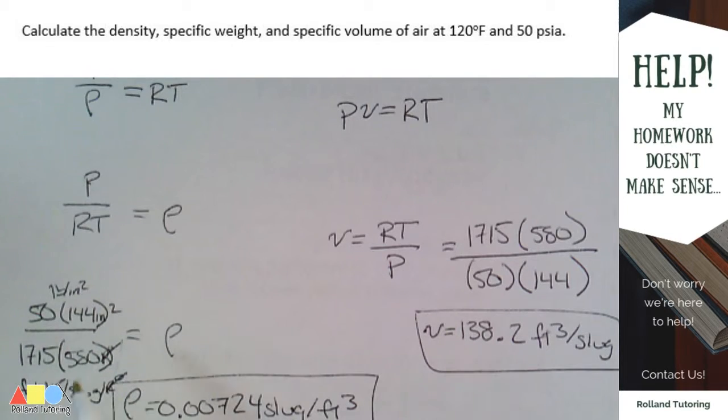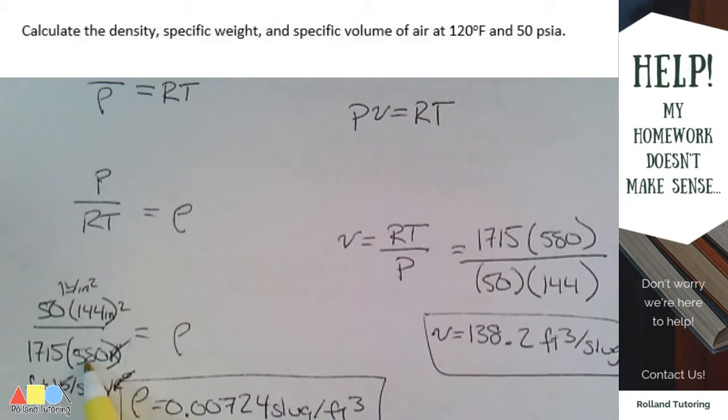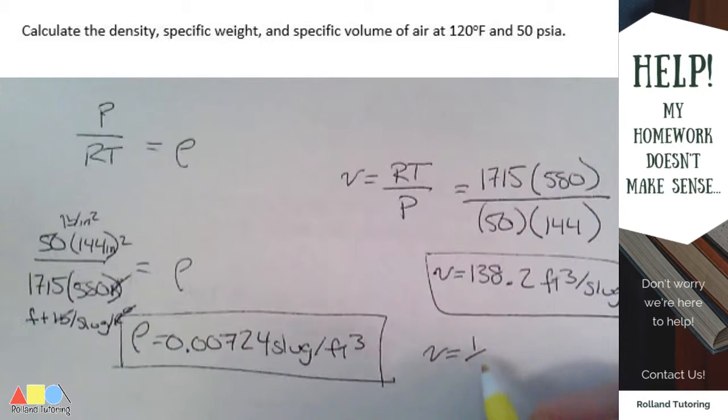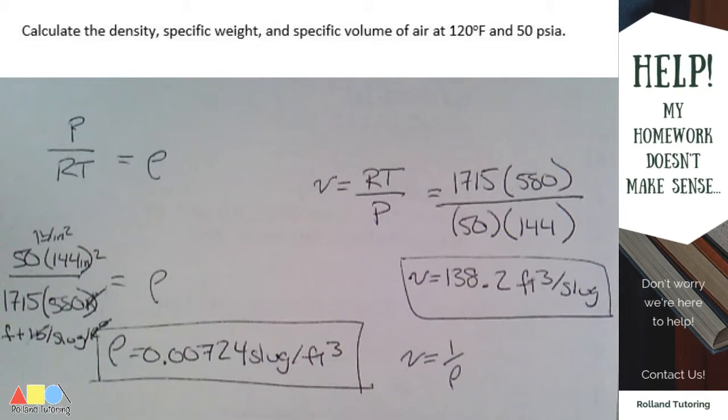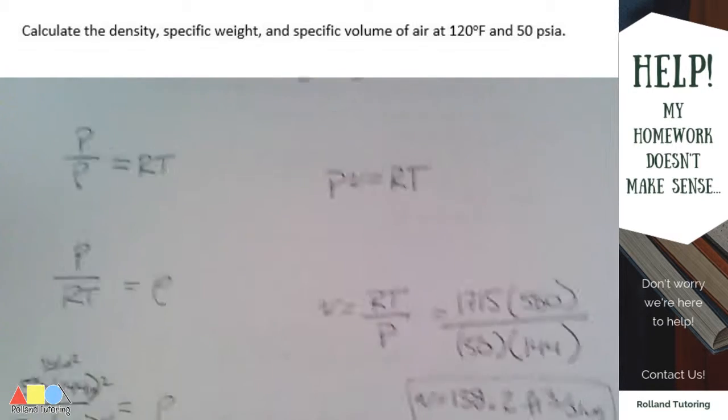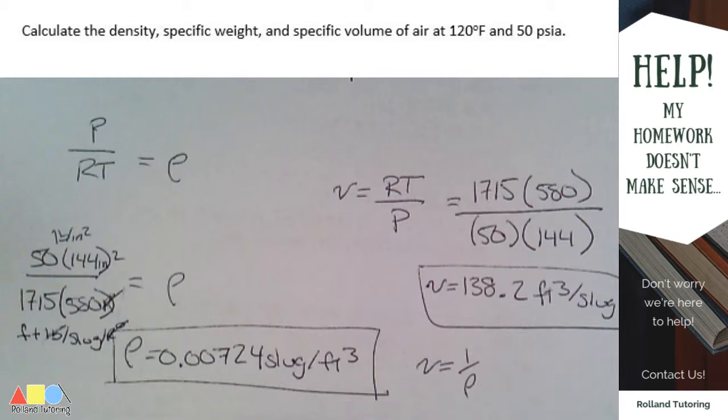And if you look closely, we're doing basically the opposite of what we did to get the density, because our volume does equal 1 over our density if you've looked at the other equations. So that would mean our units just flip. That finalizes our answers there.